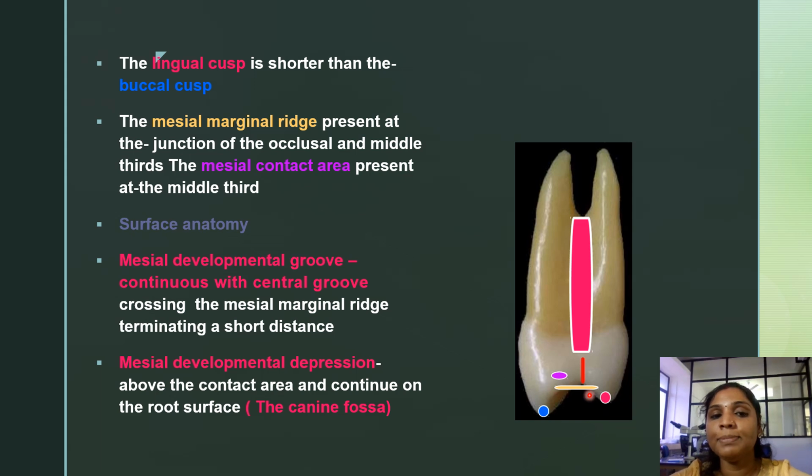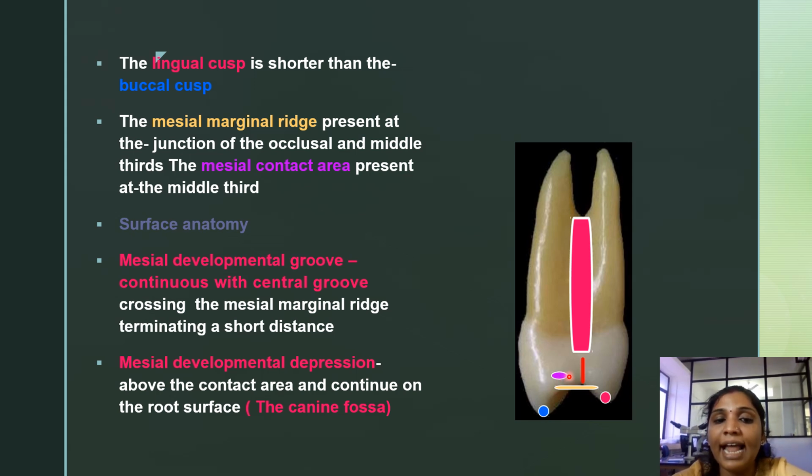About the lingual cusp, it is shorter than the buccal cusp. Here you can see this is the lingual cusp. It is shorter compared to the buccal cusp. And the mesial marginal ridge, this is the mesial marginal ridge that is present at the junction of occlusal and middle thirds. And mesial contact area is present at the middle third. Here it is the middle third, mesial contact area.